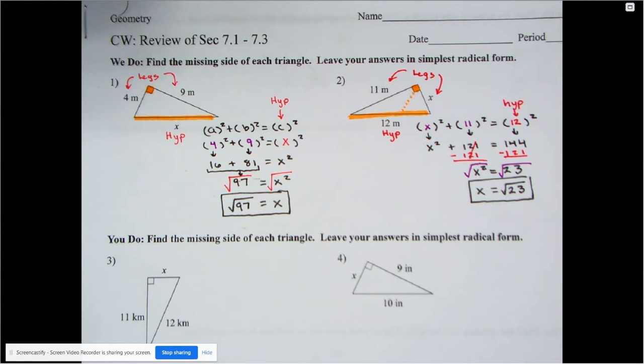So right now what you should be doing, we're going to pause this video for a moment, and you should be working on numbers 3 through 6 in this worksheet.